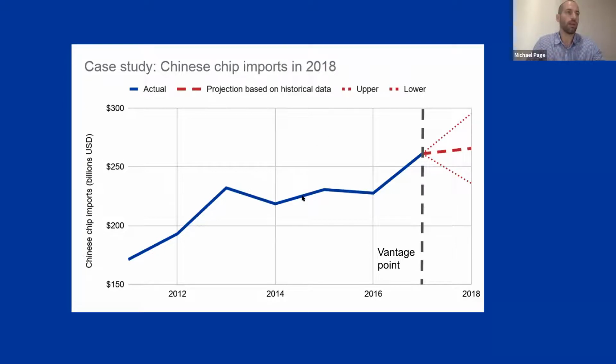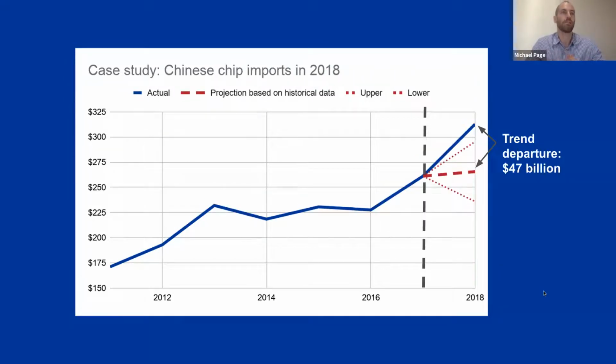Then we measure the difference between what the crowd thinks will happen and what would be expected based on the historical data. That's basically the surprise factor, the deviation from the historical trend. I chose 2018 because there is a very large, anomalously large deviation, $47 billion. So 2018 was a strange year for Chinese imports. What we want to do is get a heads up when there's going to be a strange departure from the historical trend, because there might be policy implications.